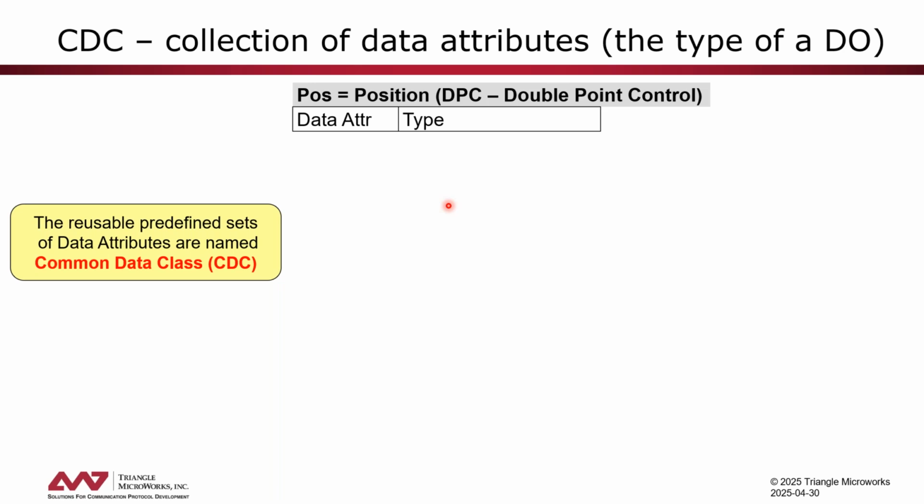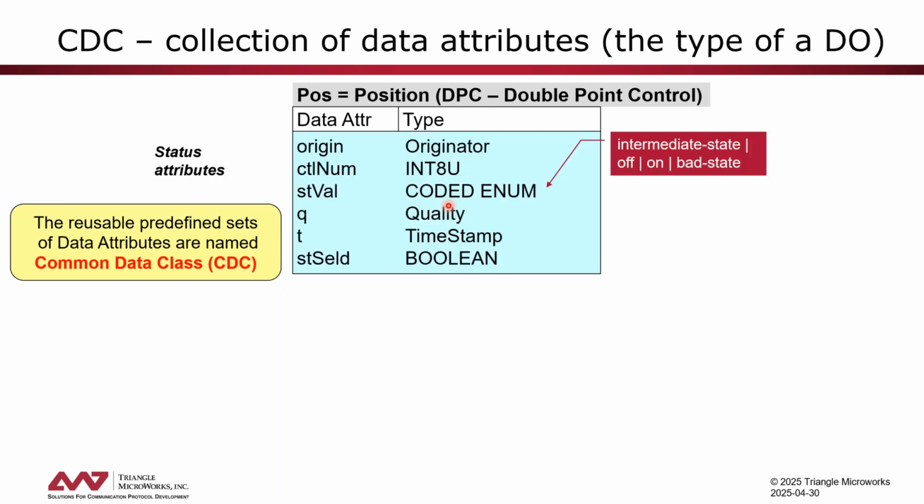So basically we can say that a common data class is a reusable predefined set of data attributes. Again, we have first a group of data attributes that relate to the real values that we have in our system, like the status value for a double point control. We have quality, timestamp. So in IEC 61850, when we have controllable data points, we combine the status value that we can read back from the object as well as the control point into the same common data class. That's why we have these controllable common data classes.